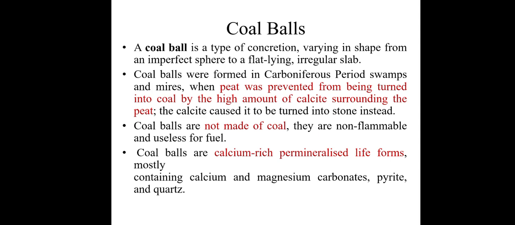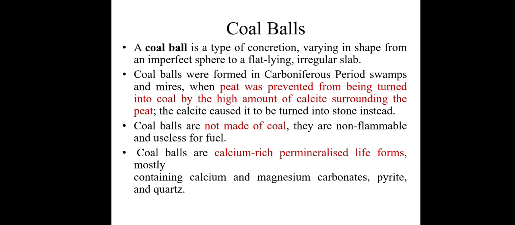And the last type of fossil is the coal balls. It is a concretion, and as these are balls, they vary in shape from imperfect spheres to flat-lying, or sometimes irregular slabs. They formed in the Carboniferous period when peat was prevented from being turned into coal by the high amount of calcite surrounding the peat, and this calcite turned it into stone.